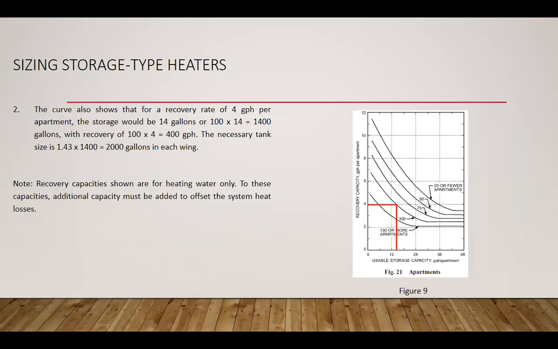Number 2, the curve also shows that for a recovery rate of 4 gallons per hour per apartment, this storage would be 14 gallons, or 100 times 14, or 1,400 gallons with a recovery of 100 times 4, or 400 gallons per hour. The necessary tank size is 1.43 times 1,400 is equal to 2,000 gallons in each wing. Okay? Again, yung note.